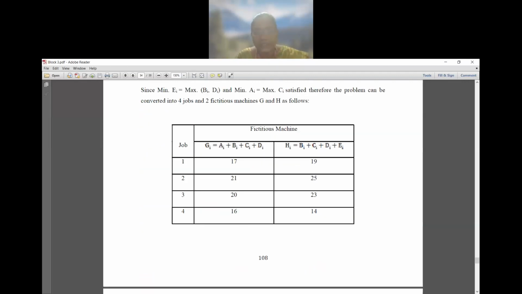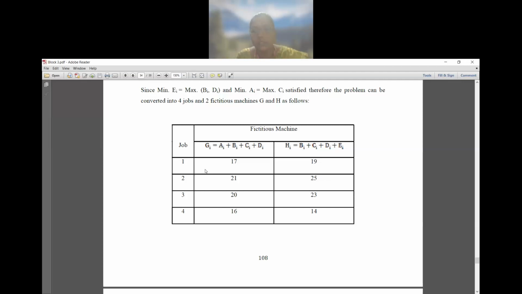So, G is calculated by using the formula A plus B plus C plus D, which means we have to add the processing time values for the machines A, B, C, D. Then H is calculated by adding the processing time values for the machines B, C, D, and E.